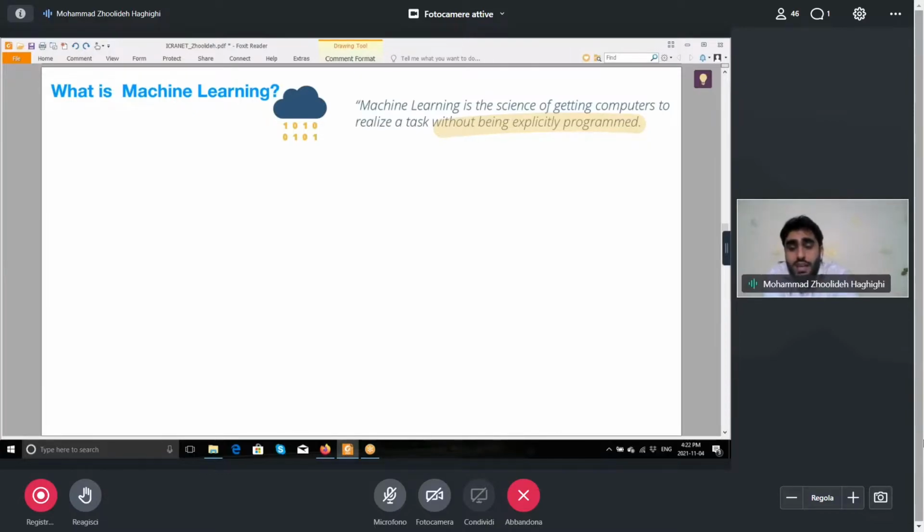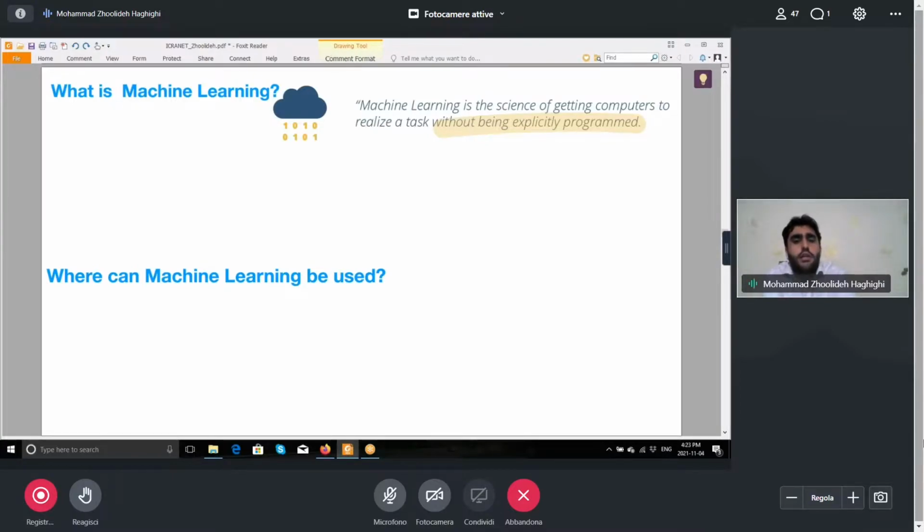Those who are familiar with programming know that to do a task from scratch, without using machine learning methods, you have to write hundreds of lines of code. On the other hand, if you use machine learning methods and algorithms, you can solve problems in a small number of lines of code, which you will see in the hands-on parts.